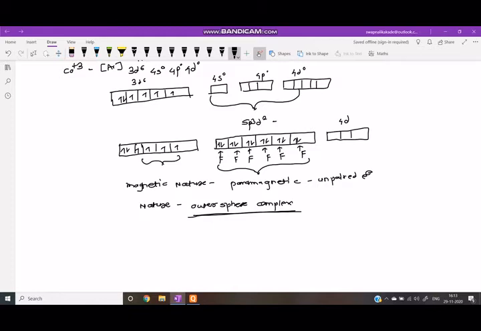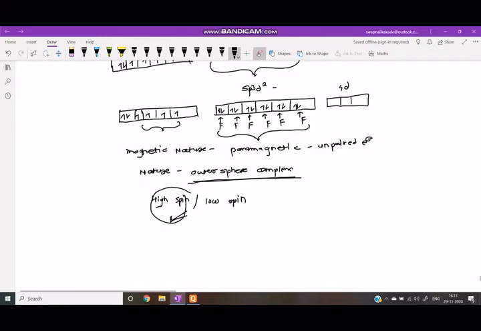Then we find out whether the complex is high spin or low spin. This complex is high spin due to the unpaired electrons. Here there is no pairing of electrons, therefore this complex is a high spin complex. And here outer orbitals are used, therefore this complex is an outer sphere complex, and due to the unpaired electrons this complex is paramagnetic in nature.